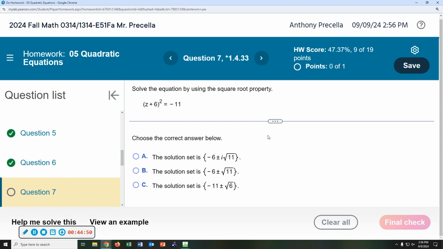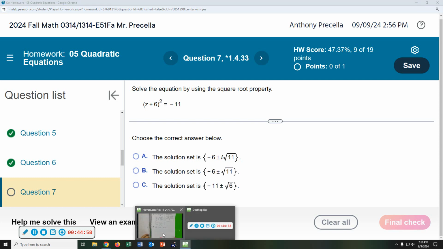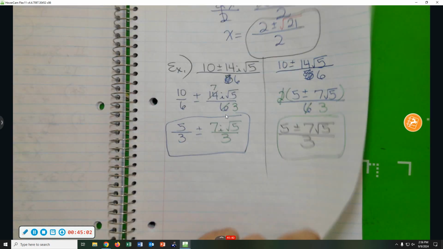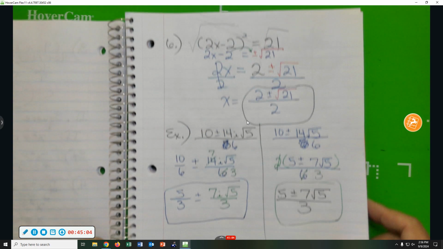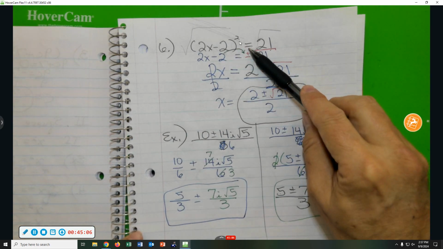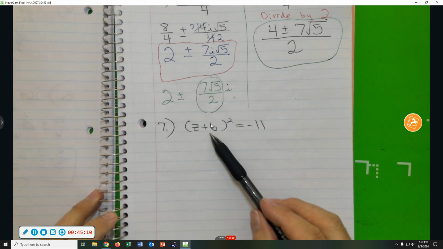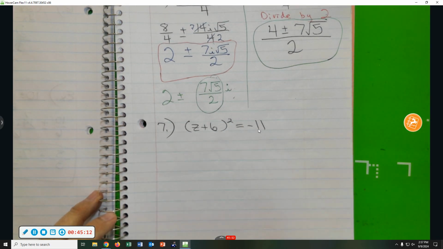z plus 6 quantity squared is equal to -11. Switch to my paper. Hopefully I remember what we were doing with the square root method. We said you had to have the equation in the form something squared equals a number. I think that's what we have here. Something squared equals a number.